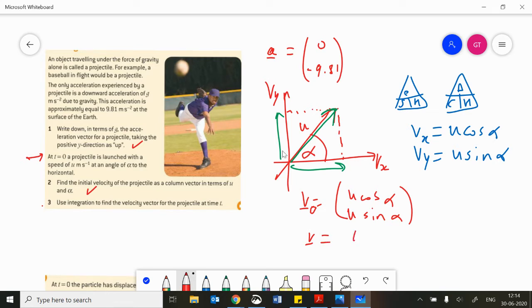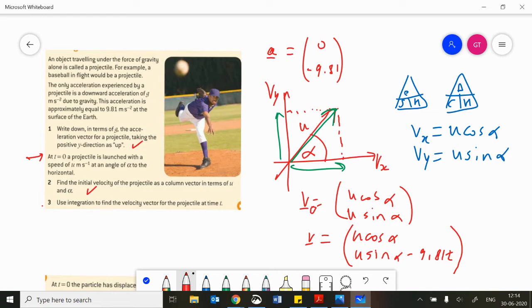So we know that the velocity in the x direction is never going to change, because there's no acceleration in that direction. And we also know that the initial velocity in the y direction, u sine alpha, is going to decrease every second by 9.81, so minus 9.81 times t. Now, I've not done that using integration, as the question asked, but that is the answer.